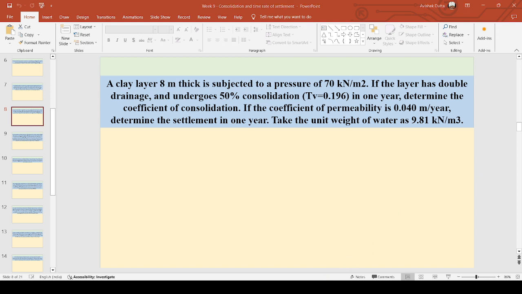So in this question, you are being asked two different things. Firstly, you have to find out the coefficient of consolidation, and then you have to find out the settlement in 1 year. The clay layer is 8 meter thick. The initial pressure is 70 kilonewton per meter square. The layer has double drainage and the consolidation percentage is 50%, for which the time factor is given, that is 0.196 in 1 year, to find out the coefficient of consolidation. And if the coefficient of permeability is 0.040 meter per year, to find out the settlement in 1 year. The unit weight of water is 9.81 kilonewton per meter cube. If there is any problem in understanding the question, you can ask or raise a hand in the meeting.